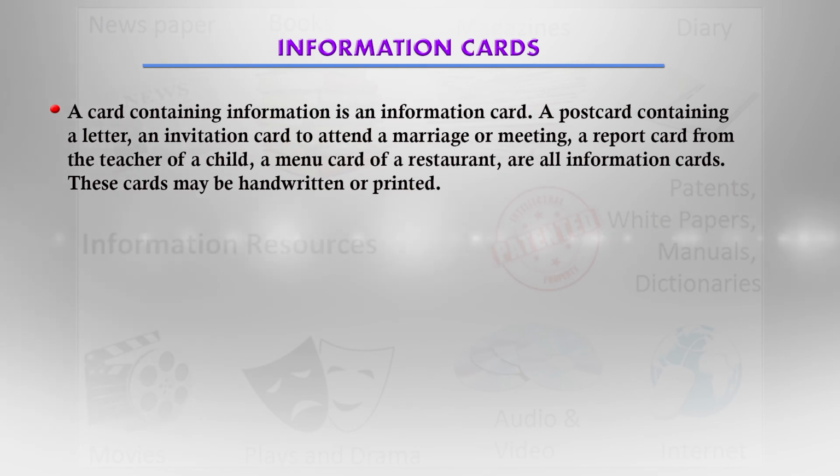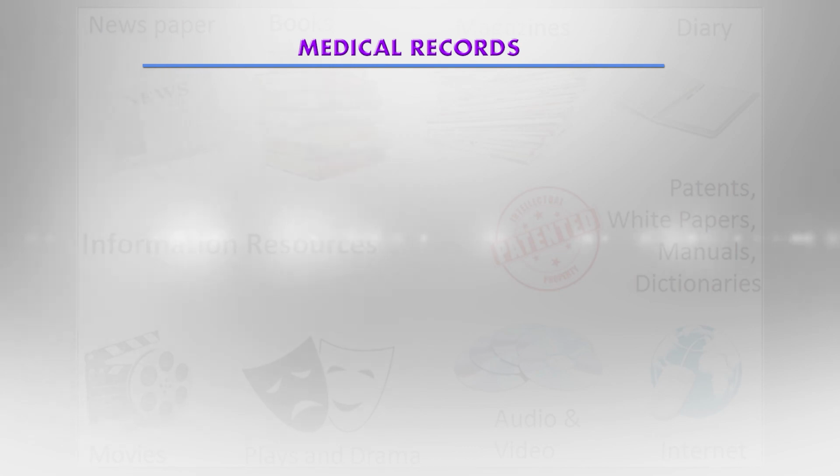Then come the information cards. A card containing information is called an information card, like a postcard containing a letter, an invitation card to attend a marriage or a meeting or a party, a report card from the teacher of a child, a menu card of a restaurant. All of these are information cards. These cards may be handwritten or printed like a brochure, like a leaflet, and they contain important primary information in them.